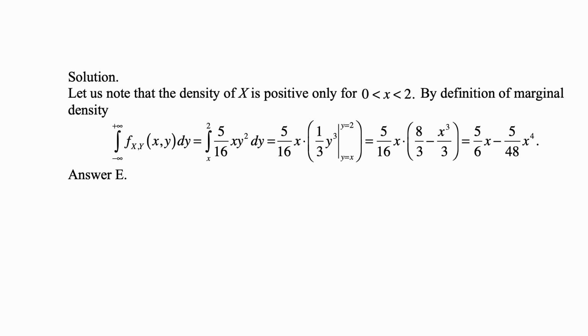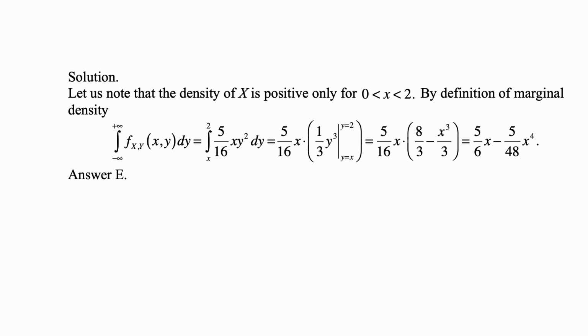And we're taking the integral with respect to y, so 5/16 x is just a constant. And the integral of y squared is 1/3 y cubed. And we evaluate that from y equals x to y equals 2. What we obtain is 5/16 x times the value when y equals 2, which is 8/3, minus the value when y is equal to x, which is x cubed over 3.